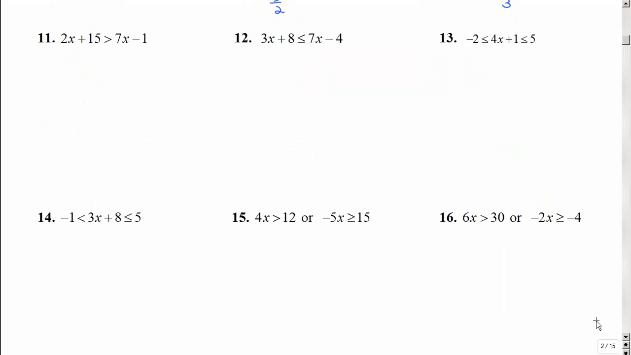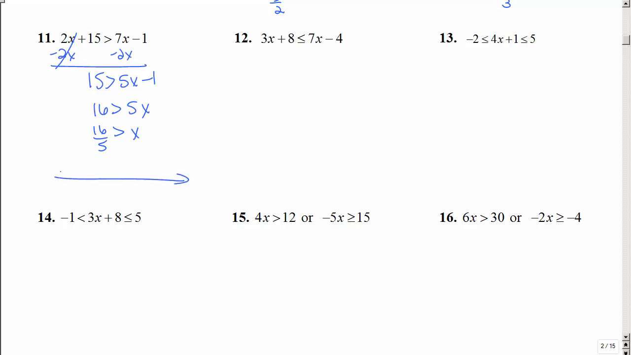On this one, you really want to decide which side you want your x's. I'm going to choose to subtract 2x from both sides because I don't want my x's to be negative. I don't want to worry about reversing that inequality. So I'm going to add 1 to both sides. I'm going to divide by 5. So I have 16/5. Remember, that is 3 1/5. But you have to read it from x. So x is less than 16/5.